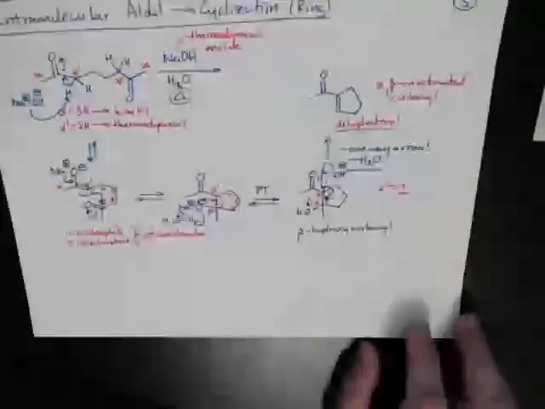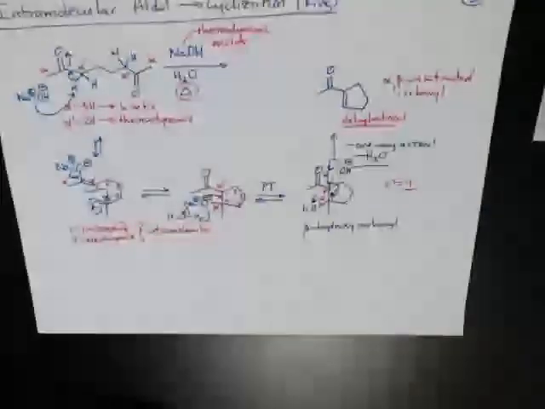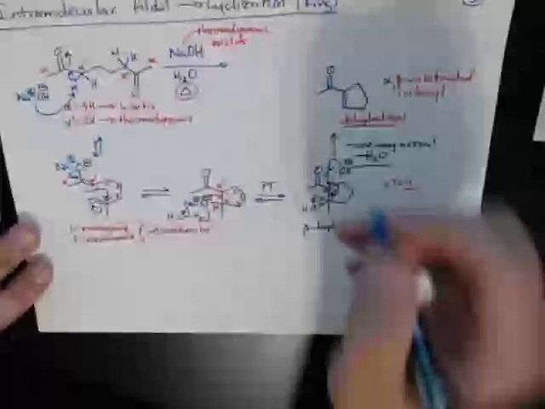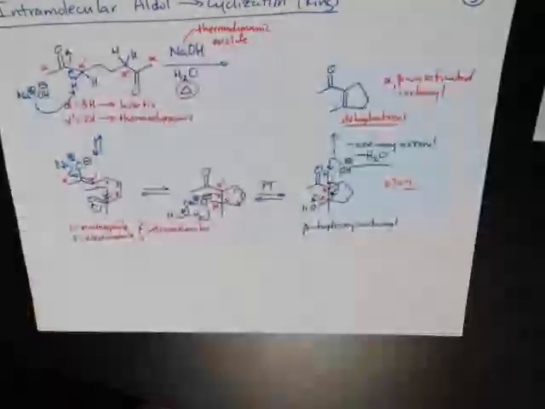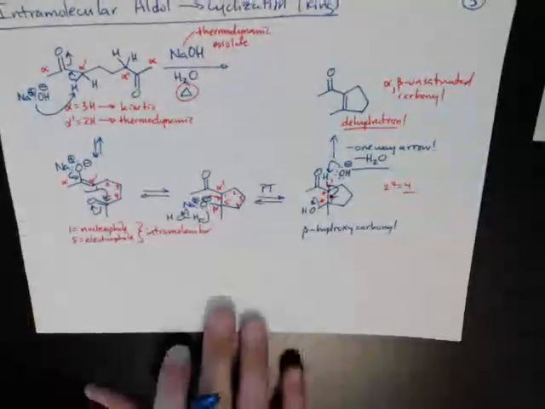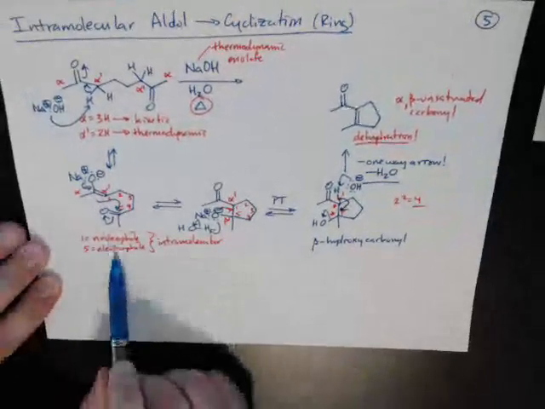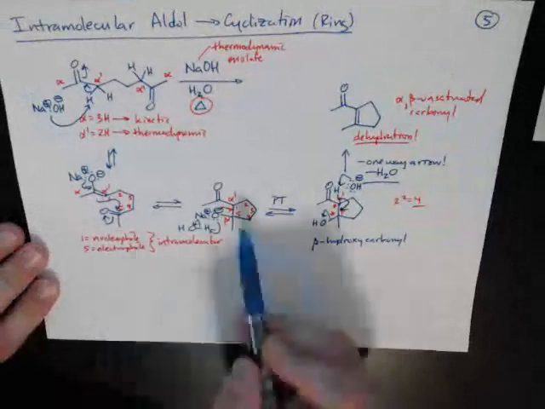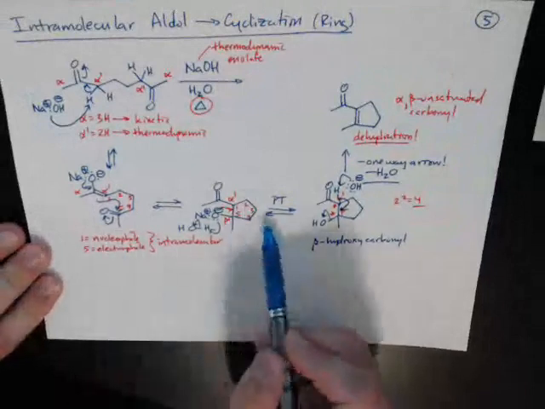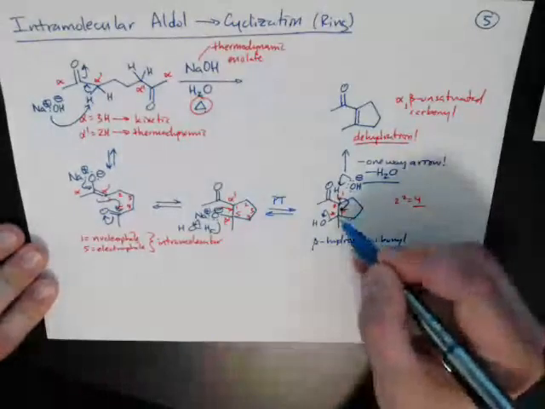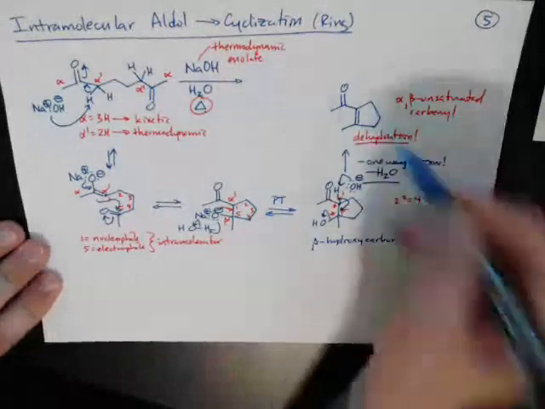So Aldol reactions can be intermolecular, that's 2 different species, or intramolecular. What happened to the methyl group? It's still there. I forgot to draw it. Thank you. So intramolecular is where the nucleophile enolate and the electrophile are within the same molecule. They end up forming a ring. Then in the presence of heat, you do a dehydration between the alpha and beta carbons to install a double bond.